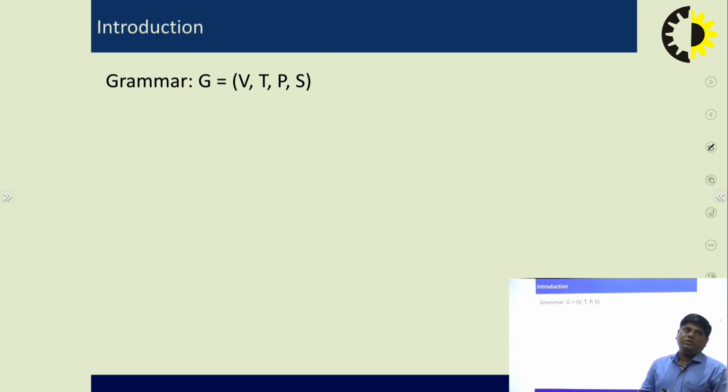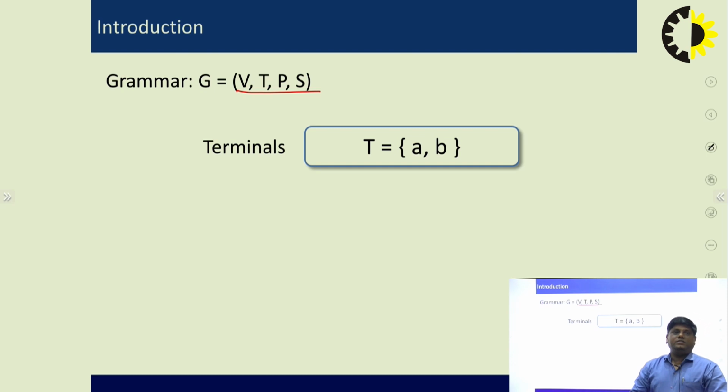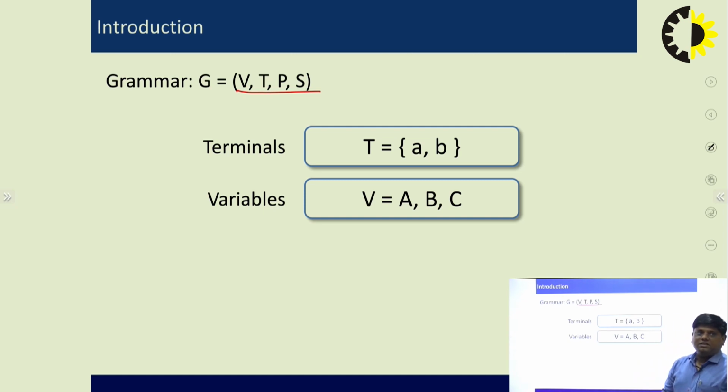Grammar is basically four tuples: V, T, P, and S. T is the terminal. Terminal means any non-variable, written in small letters. V, the variables, are also known as non-terminals. They are always written in capital letters. Variables in a context-free grammar are written on the left side, and terminals in a context-free grammar are written on the right side.